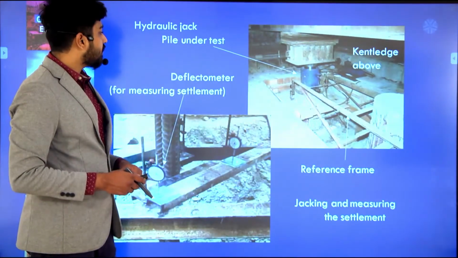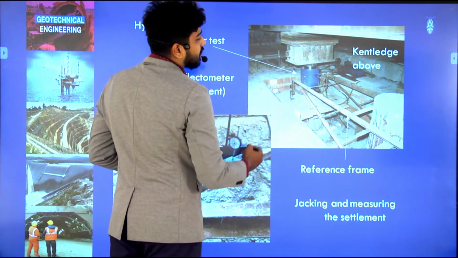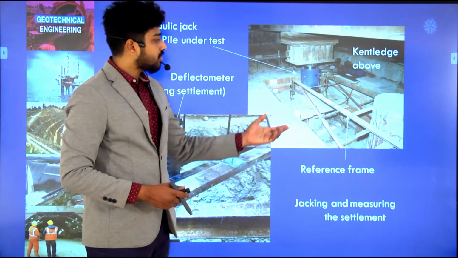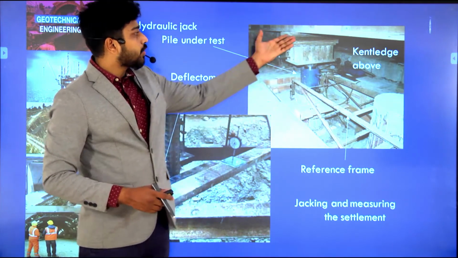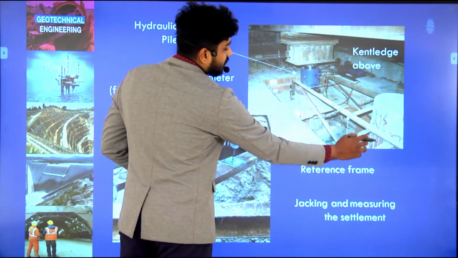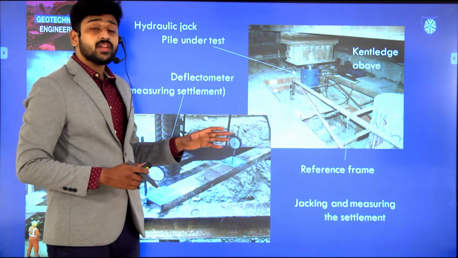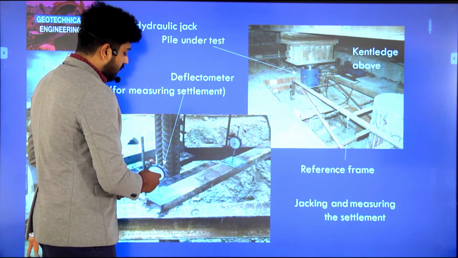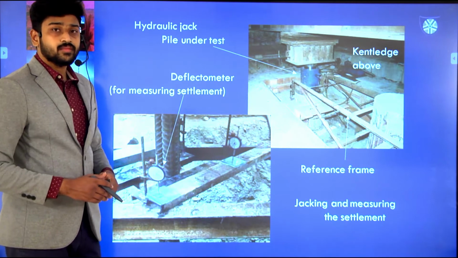Apart from that, we have the other one, that is the hydraulic jack pile arrangement. If you look at this particular diagram here, this is a hydraulic jack that is attached here, and this is a test plate, so the loading frame is in this manner. Above this there is a Kentledge, and this particular one is the reference frame. Here this can be used for measuring the settlement, and there is a deflectometer for measuring the settlement here. Clear?